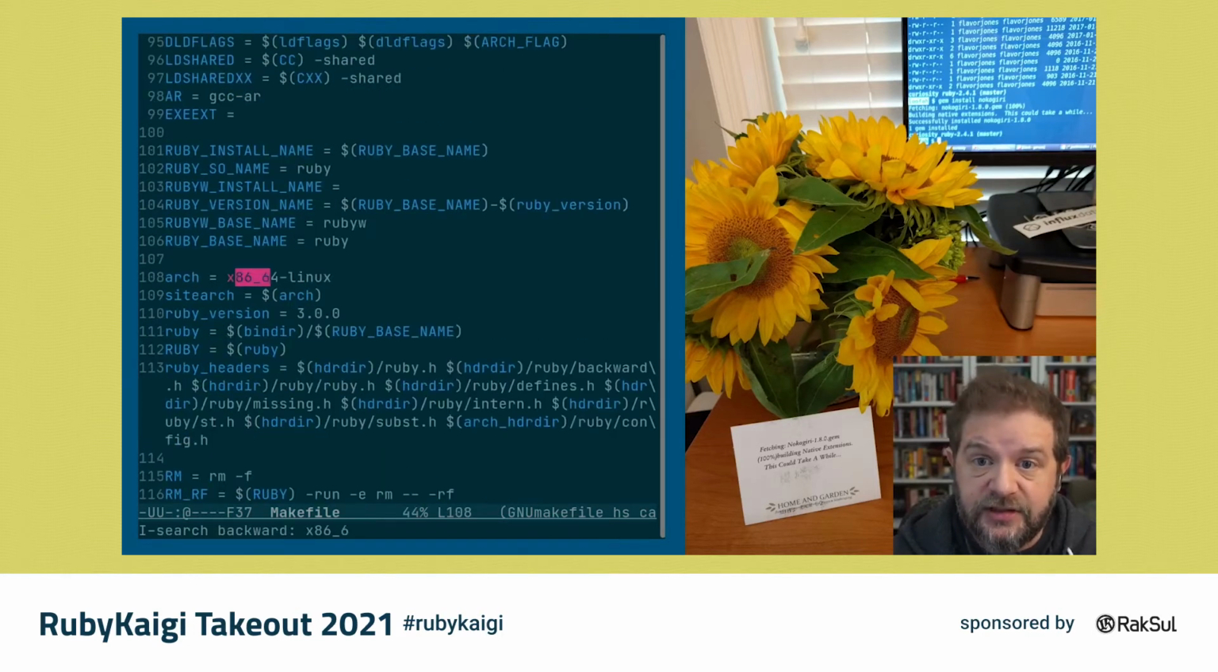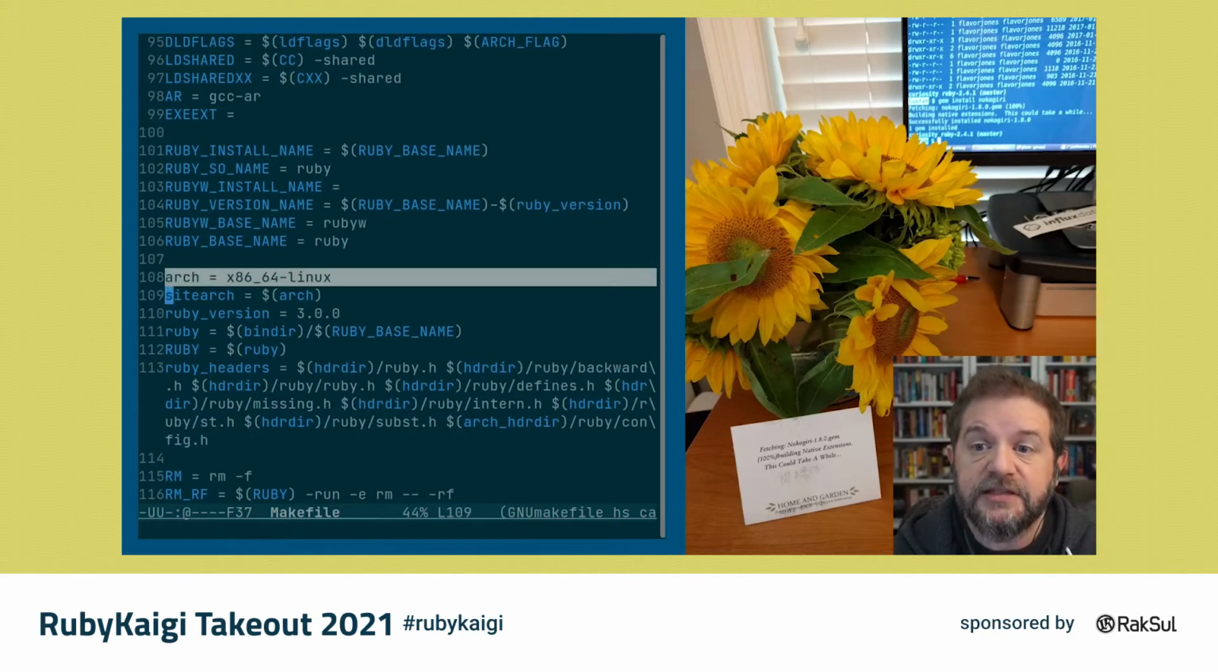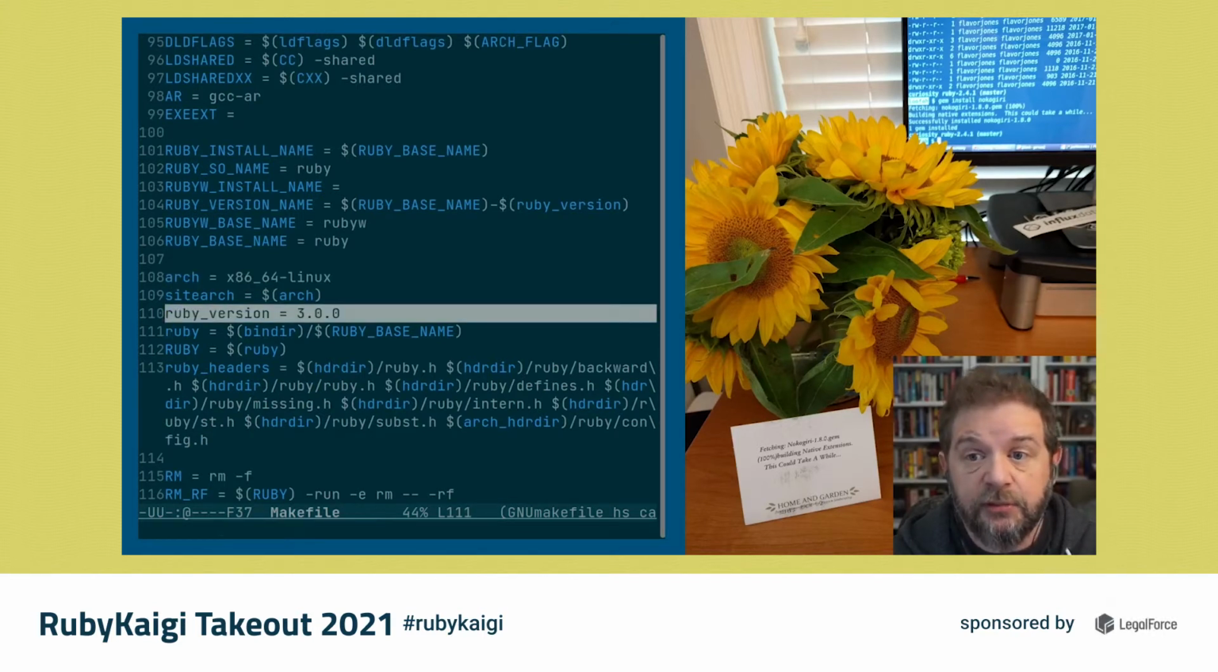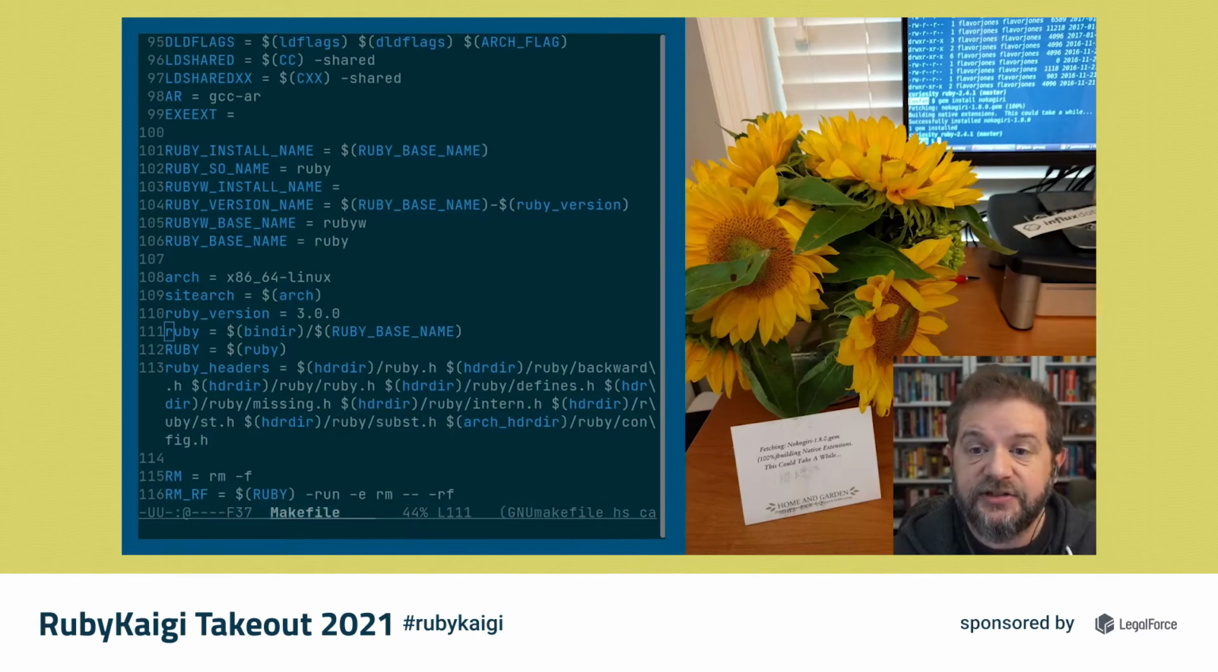We can also see that this makefile is specific to both my CPU architecture and operating system, but also the minor version of Ruby that I'm running. The extconf is generic, but this makefile will only work on a Linux x86 64 system running Ruby 3.0.